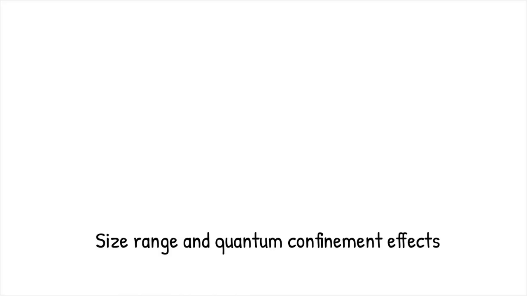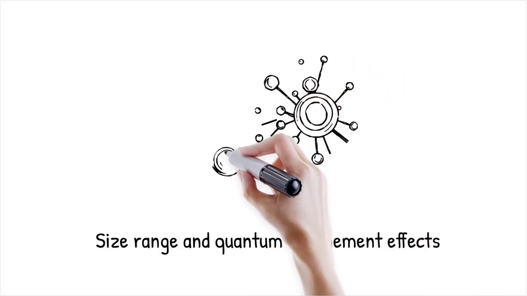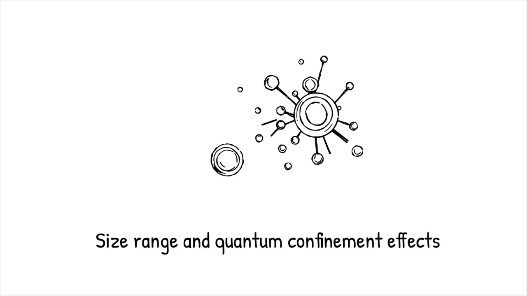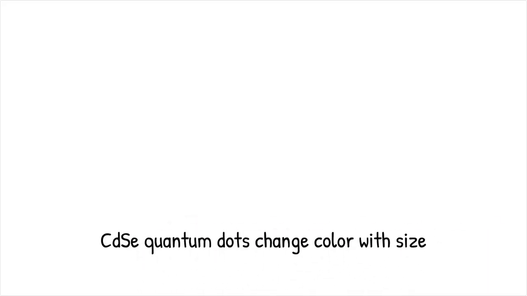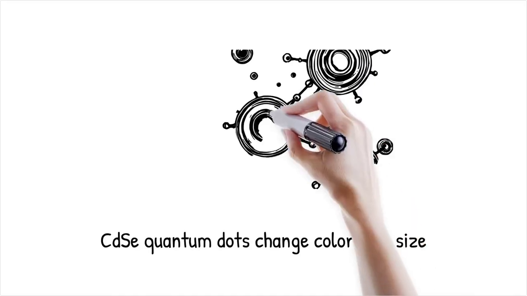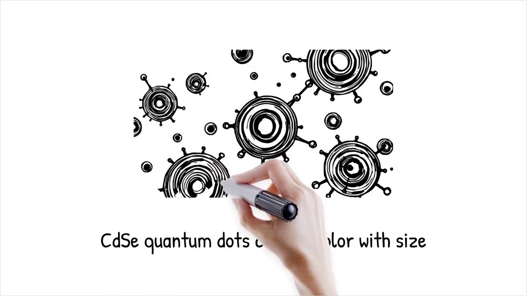These materials typically range from 1 to 100 nm in size, and size-dependent quantum confinement effects dominate their behavior, while surface atoms represent a significant fraction of the total, making surface chemistry critically important. Cadmium selenide, CdSe, quantum dots change color based on particle size due to quantum confinement altering their band gap.